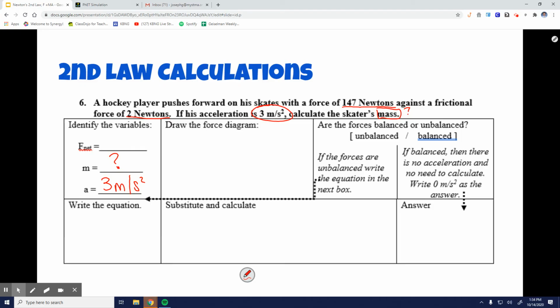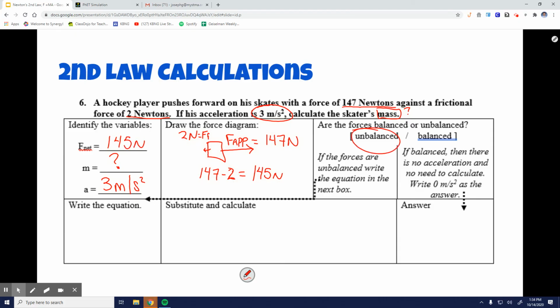And now to find his net force, I need to make my force diagram. My force applied, right? So the force the hockey player pushes is going to equal 147 newtons. The force of friction in the other direction is equal to 2 newtons. 147 minus 2 gives us an answer of 145 newtons, and that's our new net force.